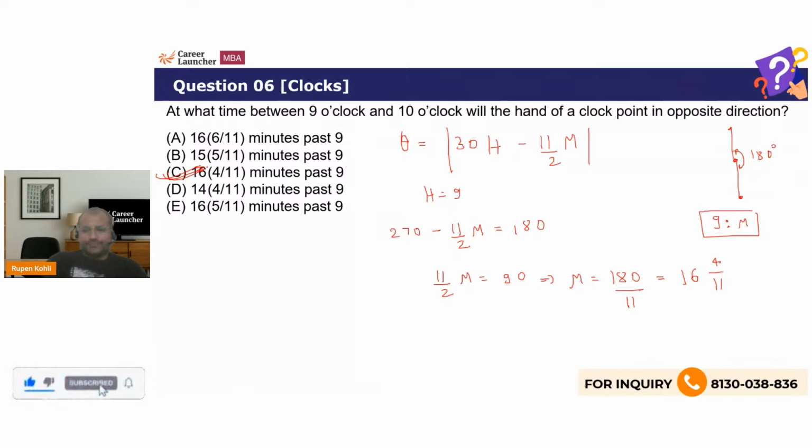Right. So this formula is very super useful. Right. चलिए आगे बढ़े.